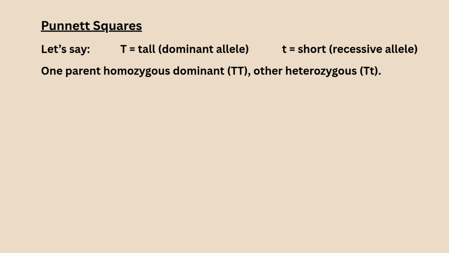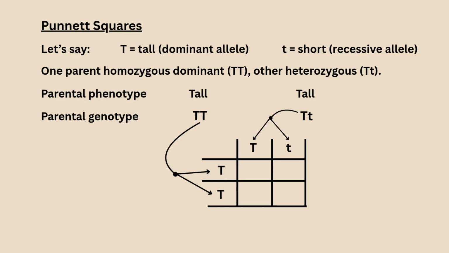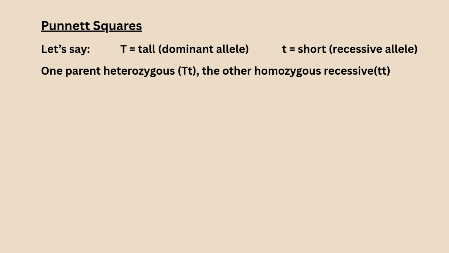In a different example, if one parent is homozygous dominant, big T, and the other is heterozygous, big T, little t, that means that our genotypes will be big T and big T, little t. Now when we come to fill in the Punnett square, again, big T and big T will make big T, and then the other combination will be big T and little t, which makes big T, little t. So that means that 100% of the offspring in this case will be tall, some will be homozygous dominant, others will be heterozygous.